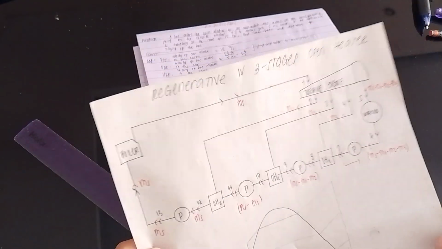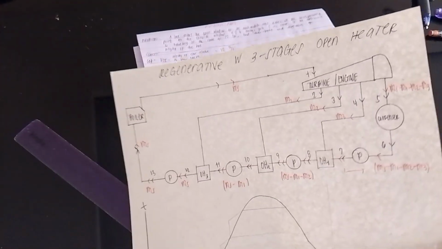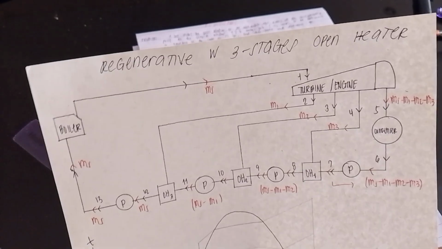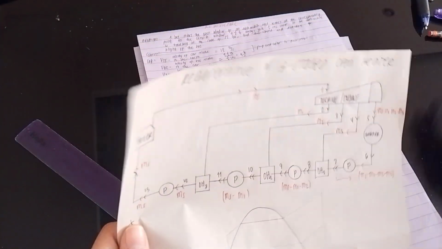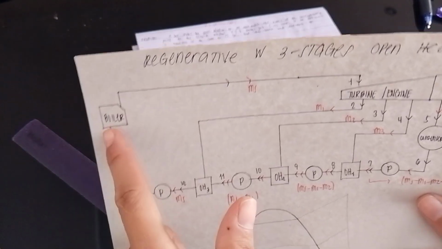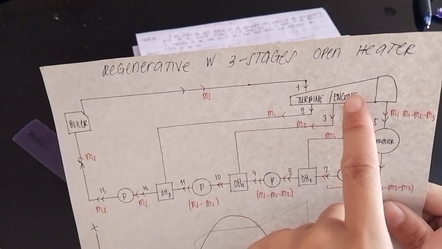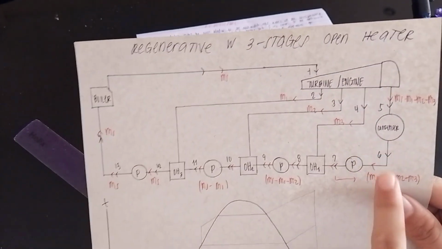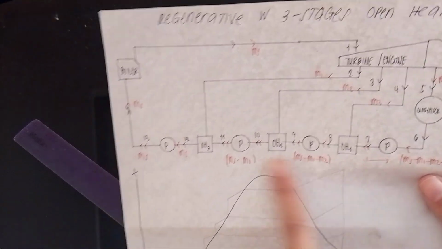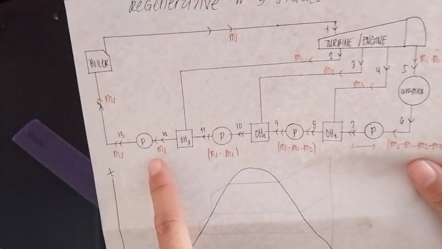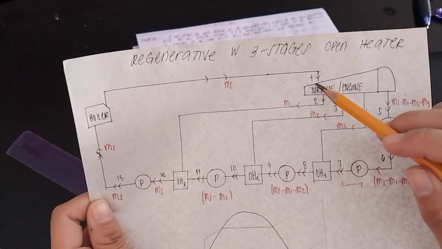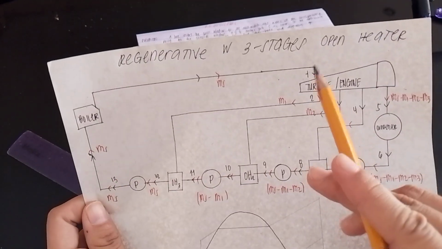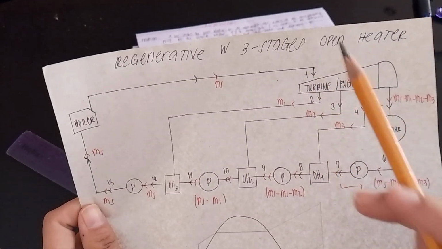Okay, so hi guys. Karon mag-discuss na punta sa regenerative cycle with 3 stages open heater. So here, mao ra gyapon, we have boiler, we have turbine, we have condenser, but now we have upat ka pump and tulo ka open heater. So first at state 1, which is boiler to turbine, mao na atong stage 1.